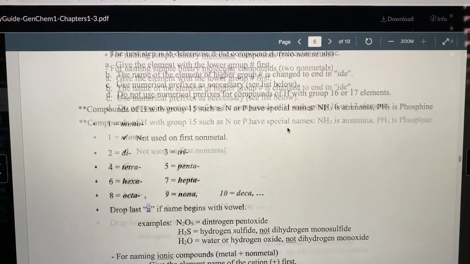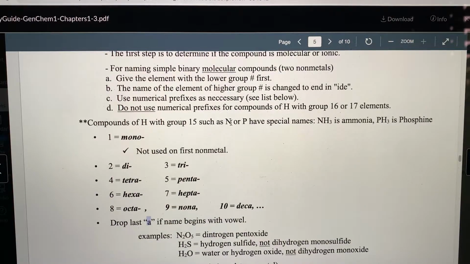Now, remember, one of the little exceptions here: for compounds with hydrogen, you don't use a prefix at all. It's already a fixed formula, especially with group 16 or group 17, like oxygen or chlorine. For group 15, such as nitrogen, there's usually a special name from my understanding, like NH3, we always call it ammonia, and PH3, we call it phosphine. That's pretty much it for group 15.